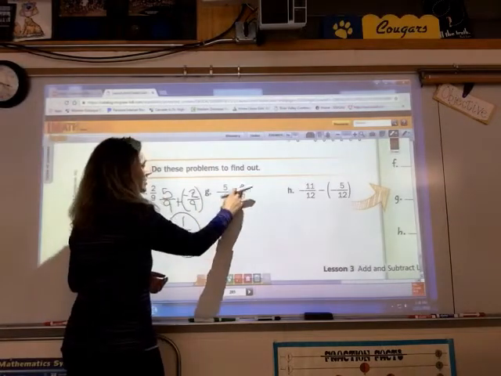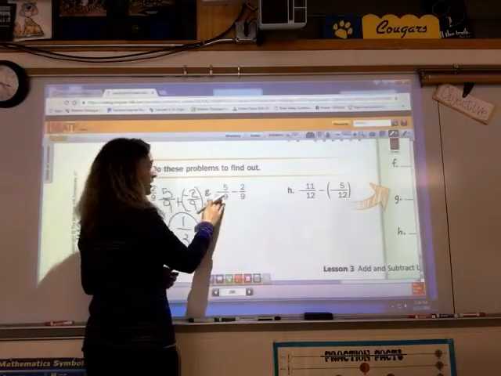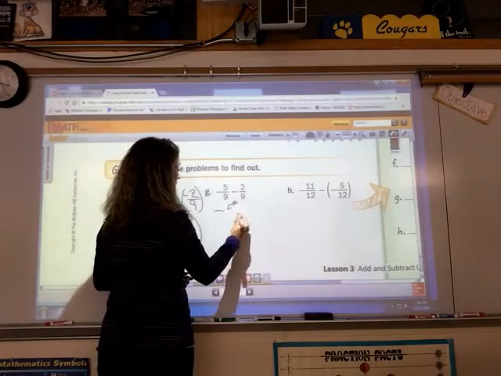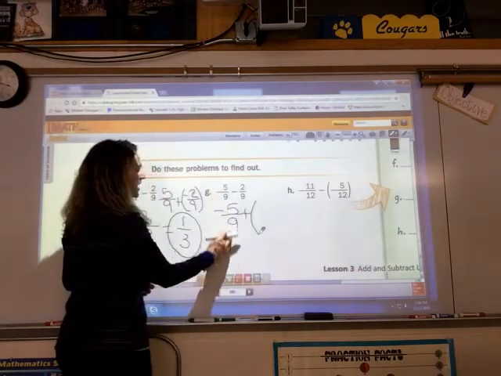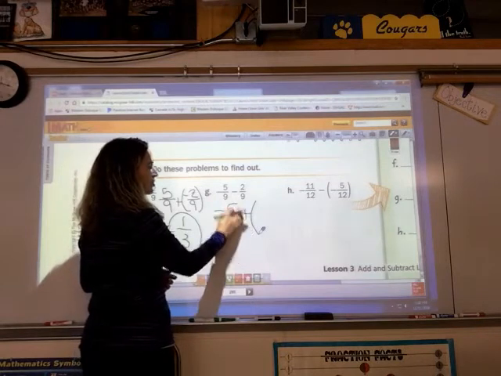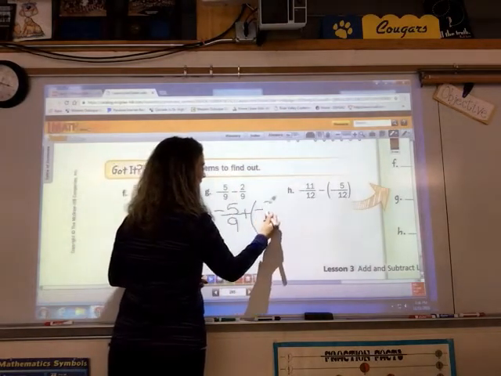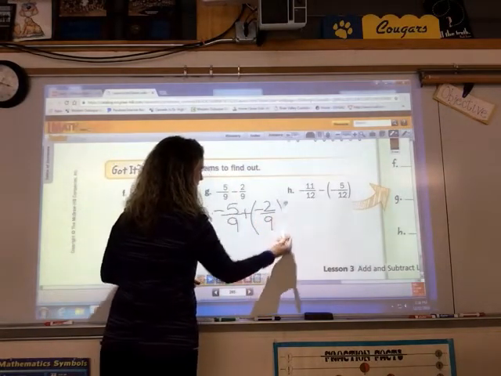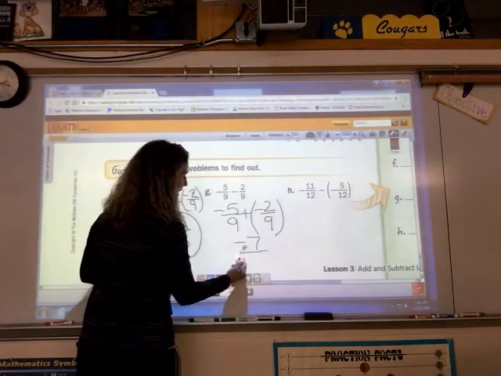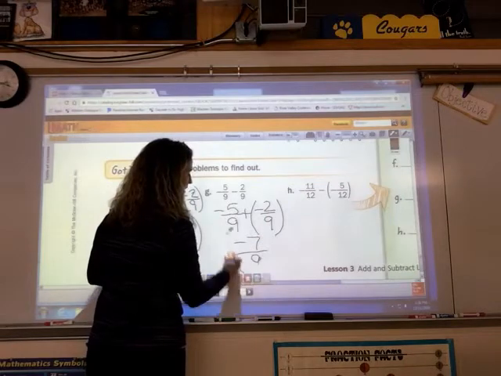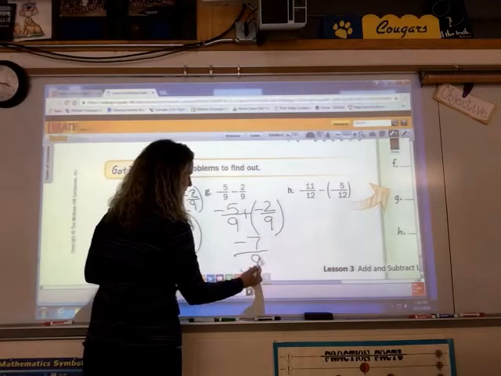Negative 5/9 minus 2/9. Because I'm dealing with negatives and subtracting, I'm going to go ahead and rewrite that as an addition problem. First fraction stays the same, subtraction changes to addition. Opposite of 2/9 is negative 2/9. So negative 5 plus negative 2 would give me 7 negatives, or negative 7, and then 9 is my denominator.